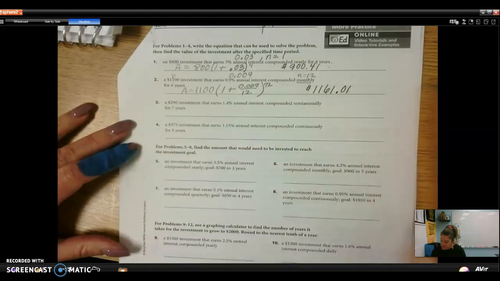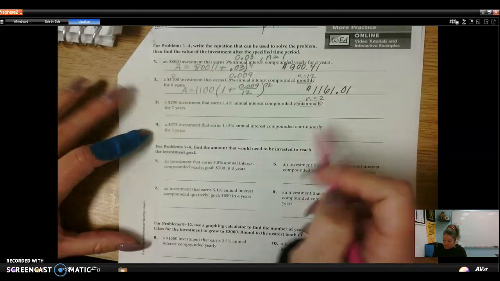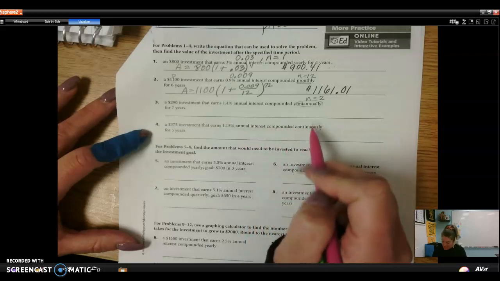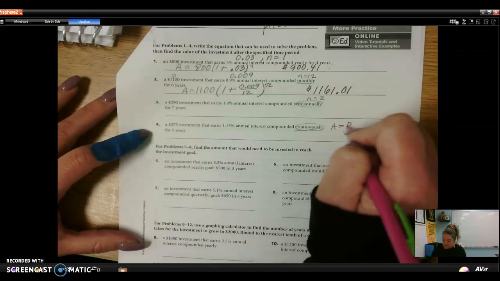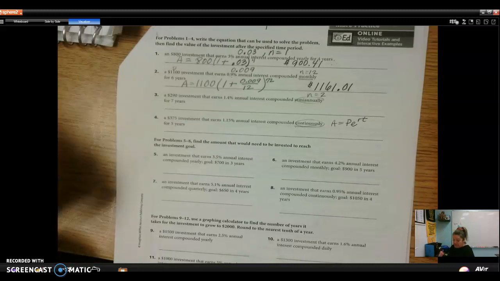When you go to do number 3, semi-annually, N is going to be 2. This particular one, number 4, says the annual interest compounded continuously. You're going to use the formula that has the E in it. All right, let's talk about number 5.